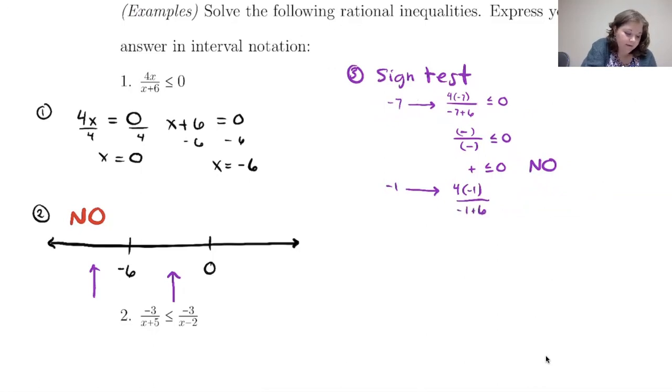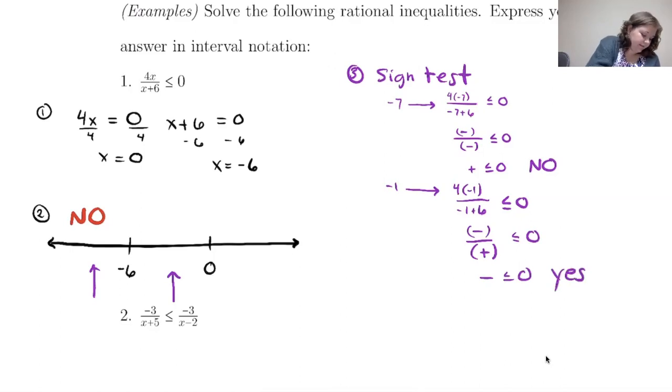And so we want to see if that's less than or equal to 0. On top, that is a negative, and on bottom, that is a positive. So negative divided by positive is a negative, and negative numbers are less than or equal to 0. So this inequality is true. So that one is yes. And that means we will shade this interval.